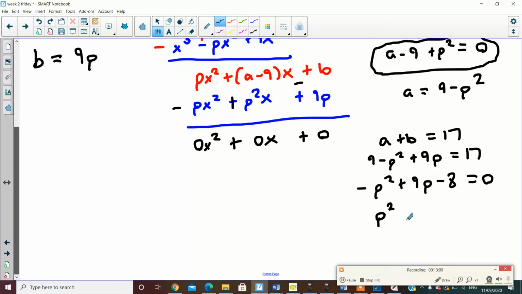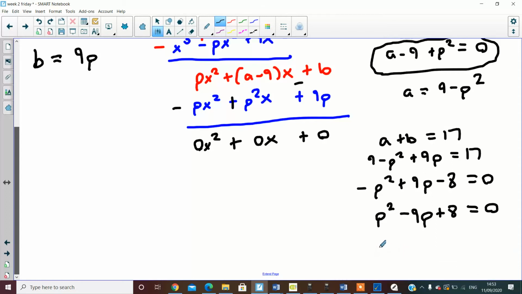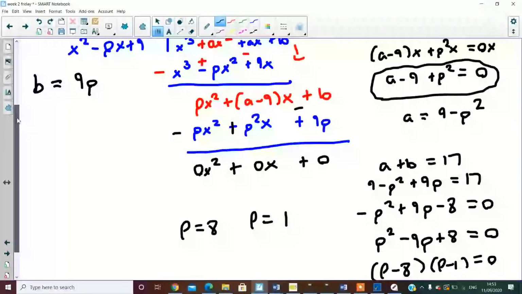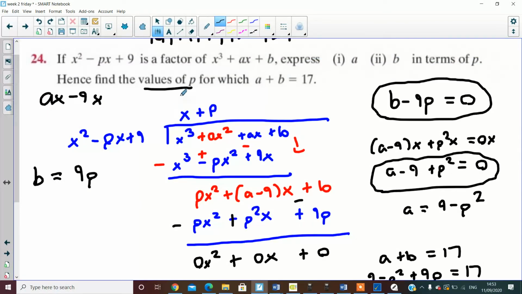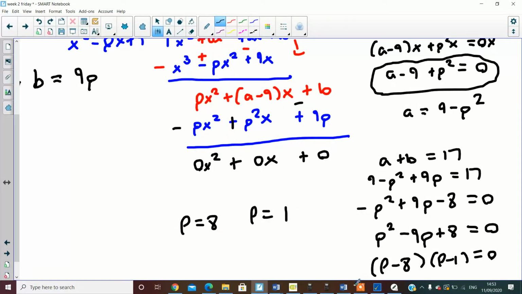So we get p squared minus 9p plus 8 equals 0. Now what? Factorize, yeah. P minus 8 and p minus 1 equals 0. P equals 8 and p equals 1. Okay, and you're done. Copy this. Okay, find the values of p, and we did it. All right, do you want me to leave it up there for a minute?